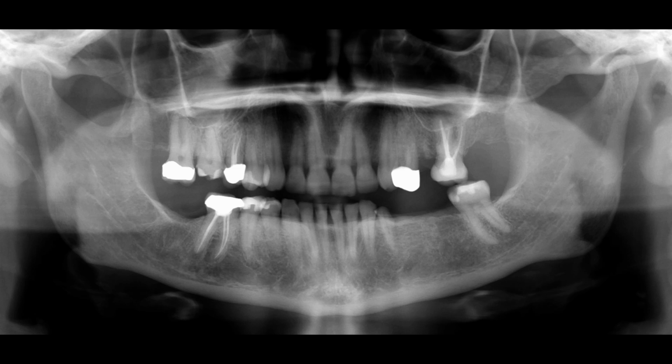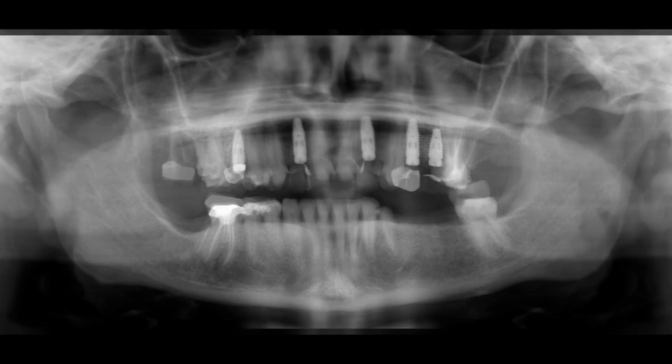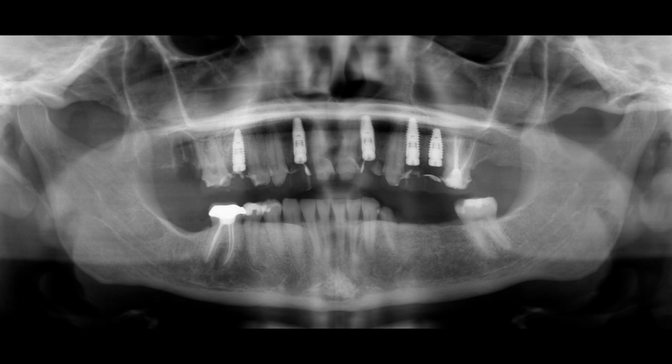So here's the panoramic x-ray of her first surgery. Her bone density was so high that I really struggled to remove these teeth. So we left 7 teeth behind. More is better for people with a really strong bite or intense grinders. The more teeth you have, the stronger the temporary.